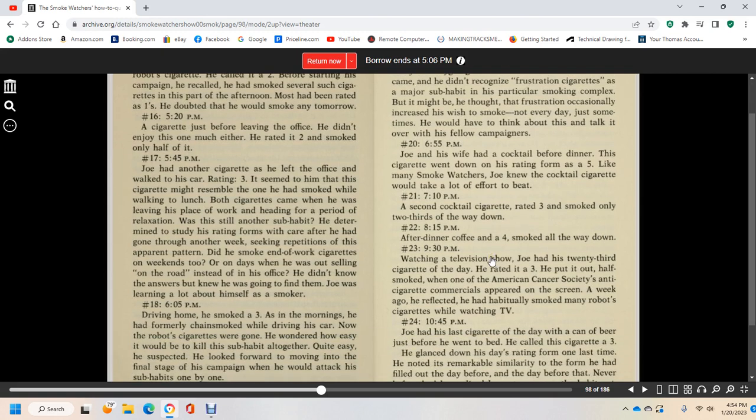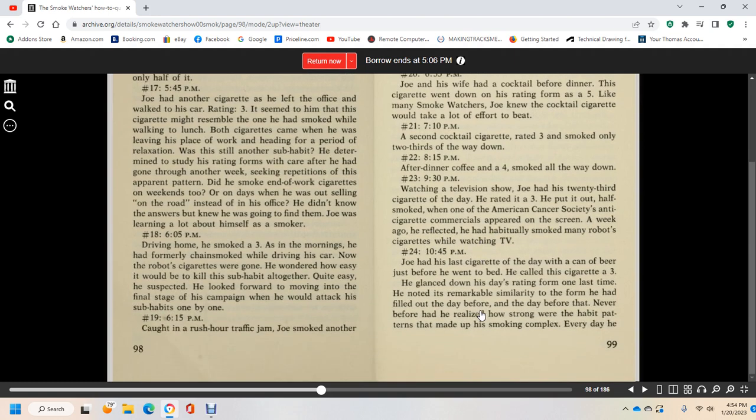Number 23 at 9:30 p.m. Watching a television show, Joe had his 23rd cigarette of the day, rated at 3. He put it out at half smoked when one of the American Cancer Society anti-cigarette commercials appeared on the screen. A week ago, he reflected, he had habitually smoked many robot cigarettes while watching television.